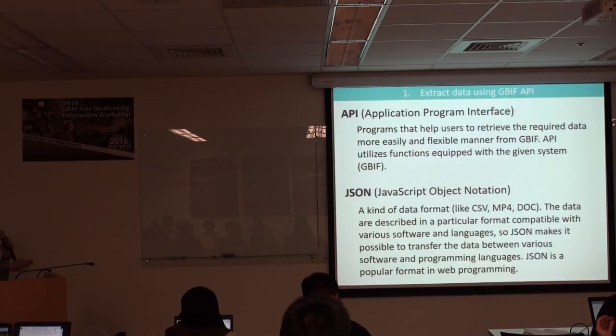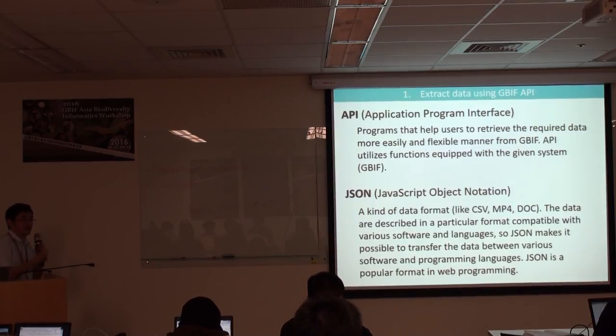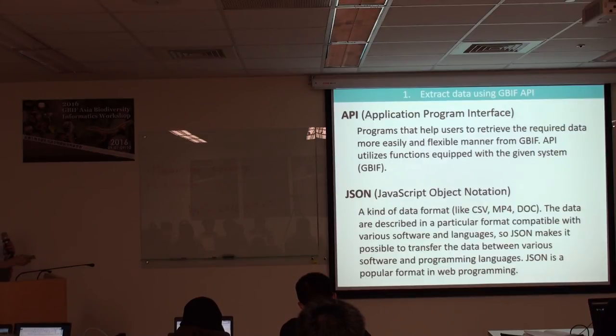Okay. So an API is a program that helps users retrieve the required data from GBIF more easily and in a flexible manner. It is a kind of intermediate function that allows you to get the GBIF data and hand the given data to some other computer programs. And I gave you the format, you saw the screen full of letters, and that is actually called JSON format. JSON is short for JavaScript Object Notation.